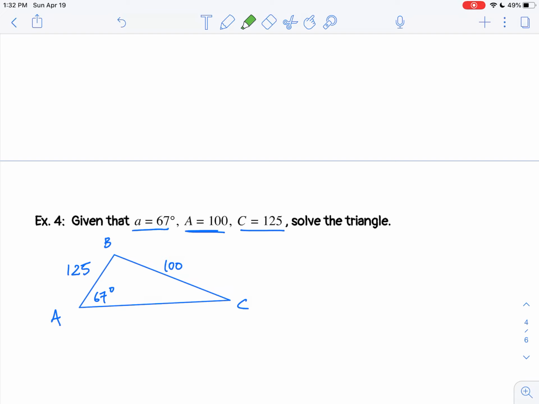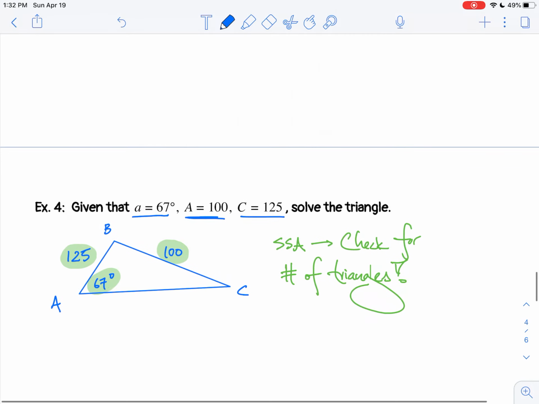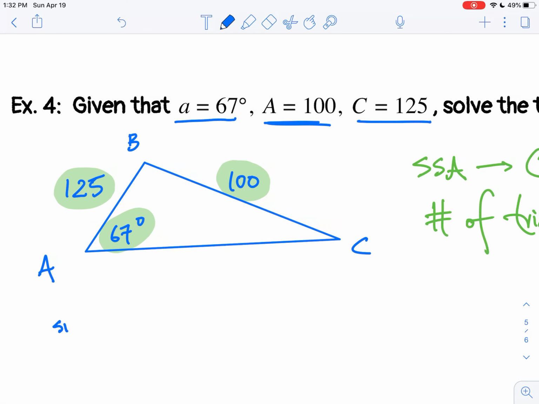Now, I know that we're talking about that pain in the SSA case, which is what we're looking at. If we see our diagram, we have a side, and we have an angle that is not in between those two sides. So right away, I'm thinking SSA, and I need to check for the number of triangles, all right? This is not going to be very straightforward. I might get one triangle, I might get two triangles, I might get no triangles. So let's see. We're going to start the same way we started all the other ones, which is to set up our law of sines.